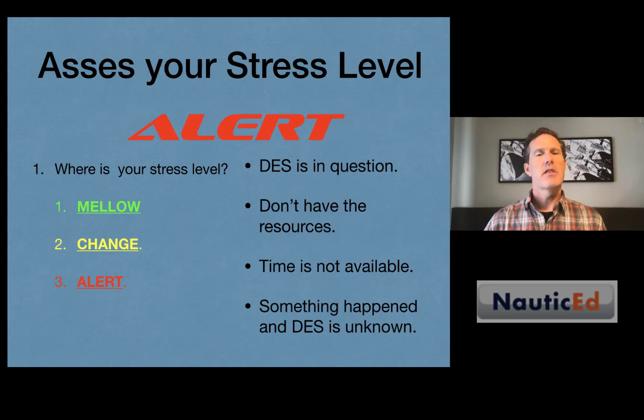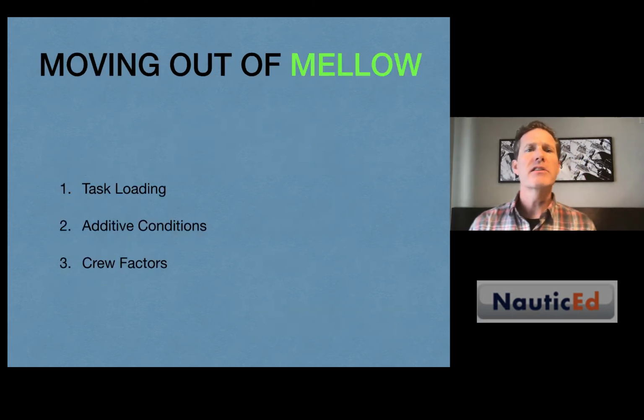What's the next level? You can go from mellow to change to alert. You could go from mellow right to alert. The desired end state is in question. Your mast just snapped in half. You didn't go from mellow to change to alert. You went right to alert mode. You don't have the resources, maybe time, maybe you're running out of time. There isn't time available to solve the problem. Something has happened and your desired end state is unknown. You're not sure if you're going to get to your objective or not. You might have to now change your desired end state. Now your desired end state is just survival. Okay. So what gets us to move out of the mellow?